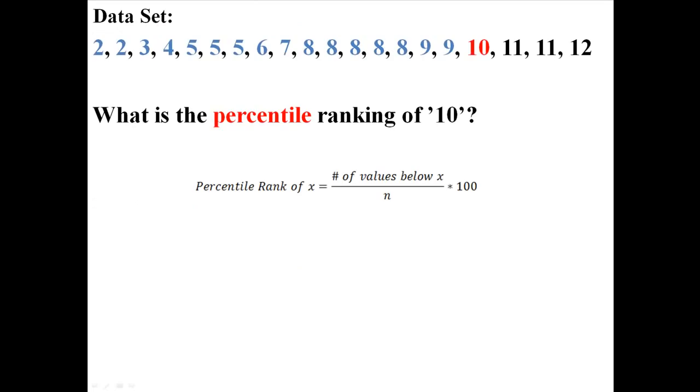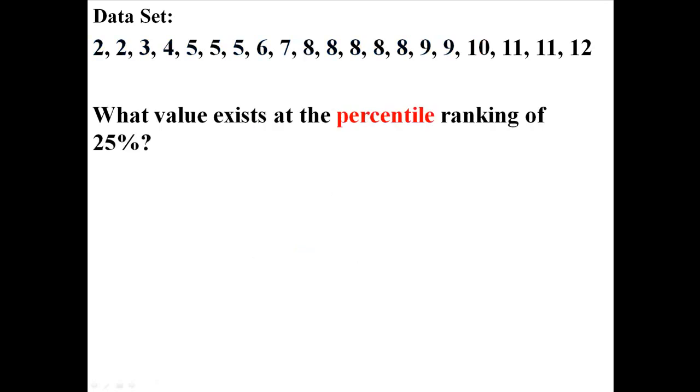So for the question of what is the percentile ranking of 10, we can use this equation. The percentile ranking of any value is equal to the number of values below that value divided by the total number of values in the set, times 100. There are 16 blue numbers below 10, and there are 20 total numbers. So 16 divided by 20 times 100 is 80%. The percentile rank of the value 10 is 80% because 80% of the scores lie below it.